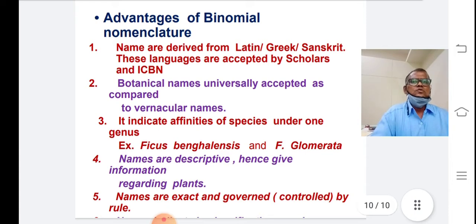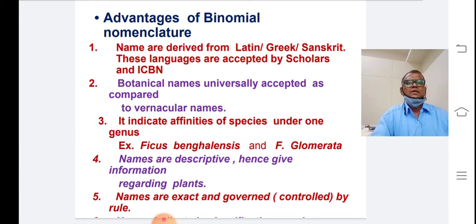Then the advantages of this system. The names are derived from Latin, Greek, Sanskrit, and these languages are accepted by scholars and the ICBN, the International Code of Botanical Nomenclature. Botanical names are universally accepted as compared to the vernacular names, that is, the common names. So rather than common names, botanical names are accepted, and they indicate the affinities of species under one genus.